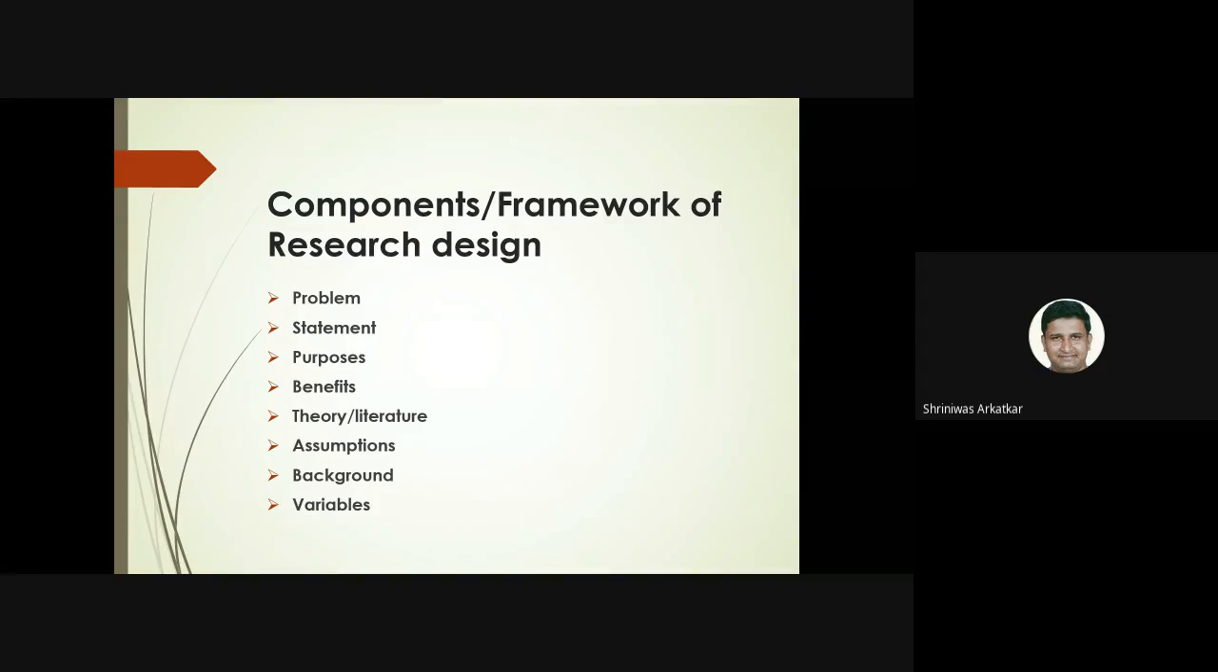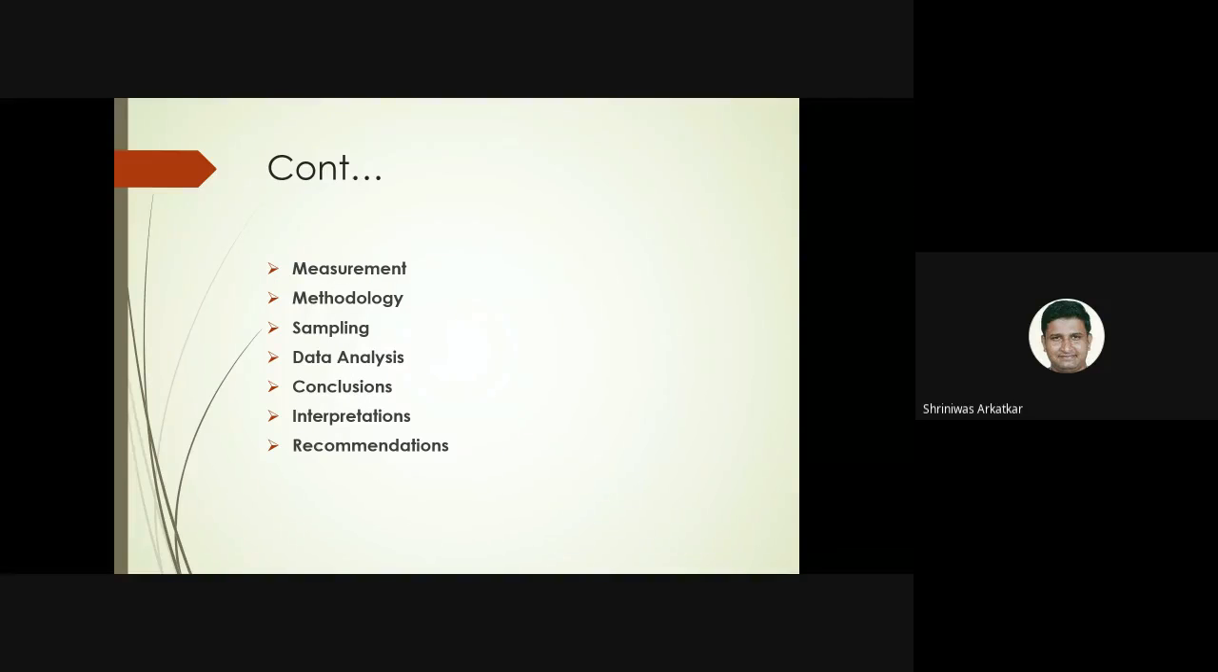Okay, so these are the components of the framework of research design. There has to be problem definition, then problem statement, purpose, benefits, theory, literature, assumptions, background, and what kind of variables are going to be used. This is the whole methodology which we are going to tackle in this case. And then what are the different measurements you are going to carry? These measurements are continuous, discrete, and there can be a number of examples wherein we can find continuous random variables, discrete variables.